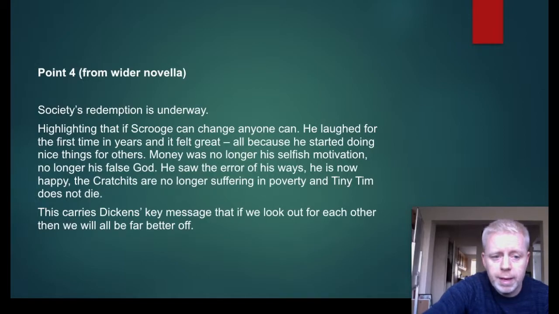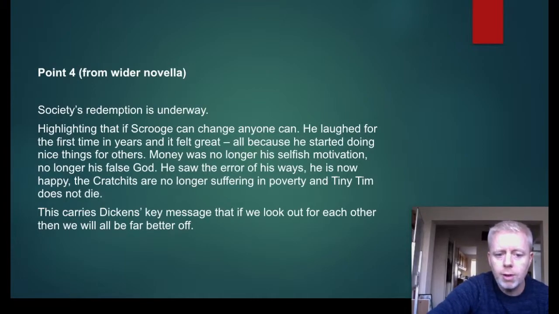The final point you could make. Society's redemption is underway, highlighting that if Scrooge can change, anyone can. He laughed for the first time in years and it felt great, all because he started doing nice things for others. Money was no longer his selfish motivation, no longer his false god. He saw the error of his ways.